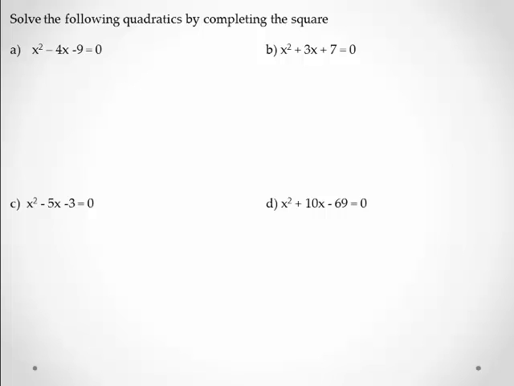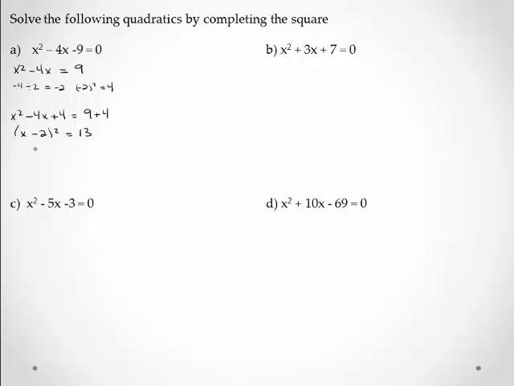Okay, we're going to solve the quadratics by completing the square. So first, I'm going to get the x's alone by adding 9 to both sides. Then I'm going to take negative 4 and divide it by 2, and then I'm going to square it. So I'm going to have x squared minus 4x plus 4 is equal to 9 plus 4. That's (x minus 2) squared is equal to 13.